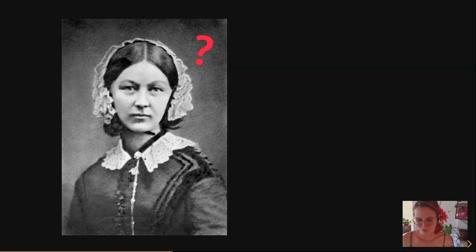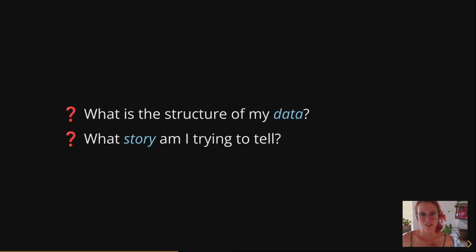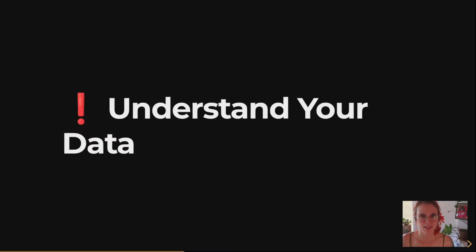So what to consider when choosing the right form for the data. The first thing to consider is what is the structure of my data, as we saw before: we have the time, we have the values. And the second one is what is the story that I'm trying to tell, right? Those are the two parts that are going to help us choose a form. So the first part, understanding your data.